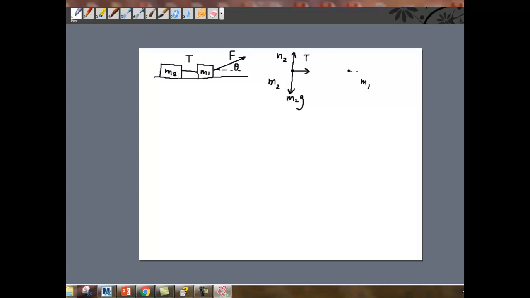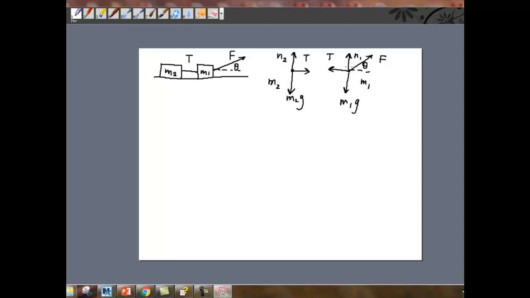Now on M1, similarly, there is an upward force, the normal force, N1, the force F acting upward and to the right at an angle theta with respect to the horizontal. The weight, M1G, and finally the string, which is connected to that mass, and so the string pulls to the left.